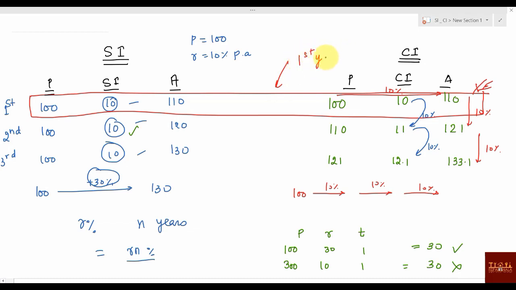In the upcoming lectures I will be saying this thing as first cycle, not first year. I'll tell you what is the difference between cycle and year. Okay, now check.